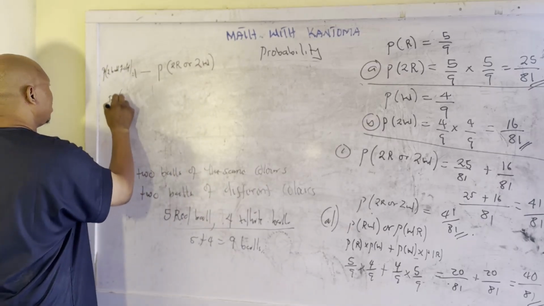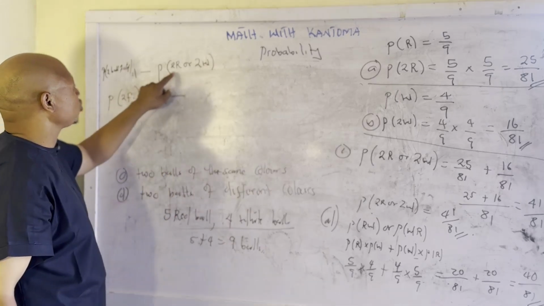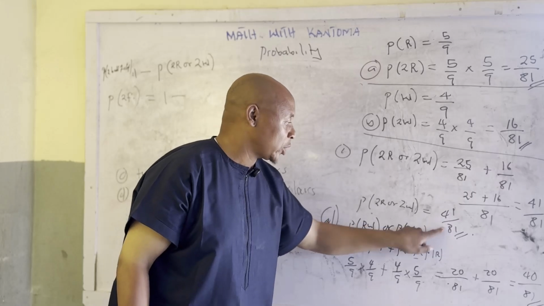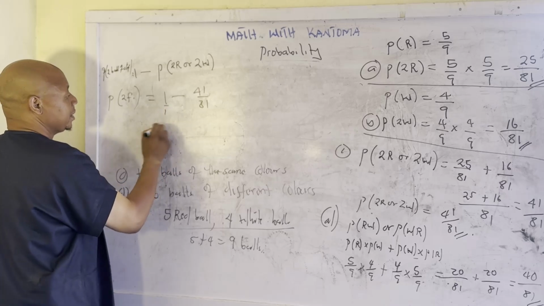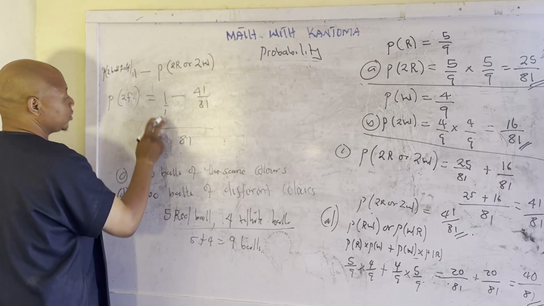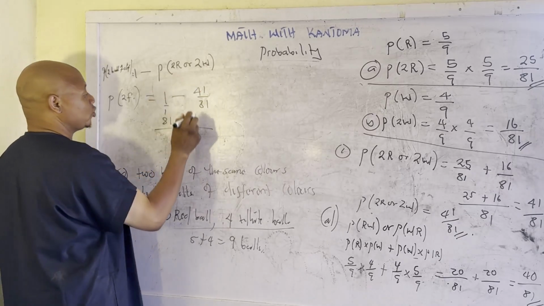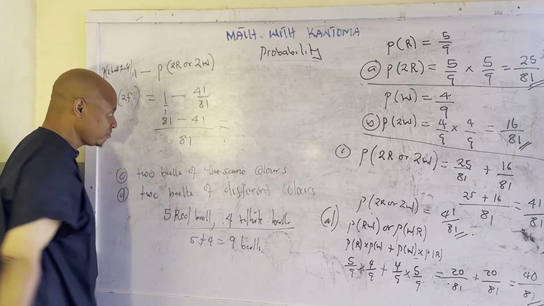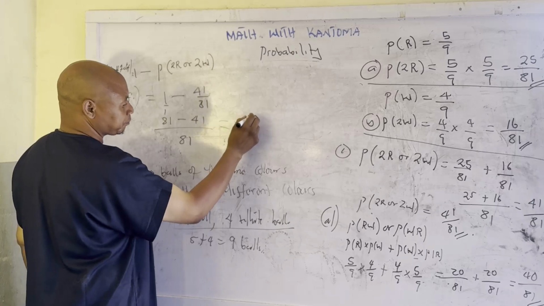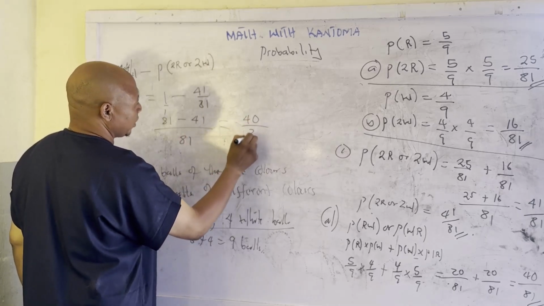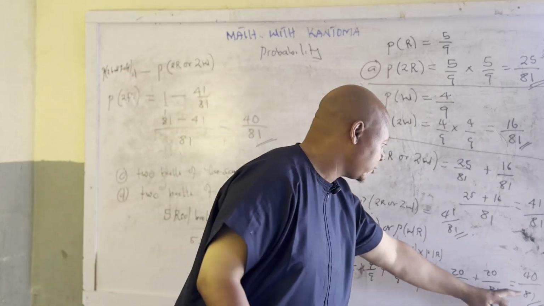So now the probability of 2 different balls is equal to 1 minus probability of 2 balls of the same color, which is 41 over 81. So we have 1 minus 41 over 81. So now the LCM here is 81. 81 into 1 is 81, minus 81 into 81 is 1, 1 times 41 is 41. So we have 81 minus 41 is 40, so 40 divided by 81. So now 40 over 81 is still the same as the other value, 40 over 81.